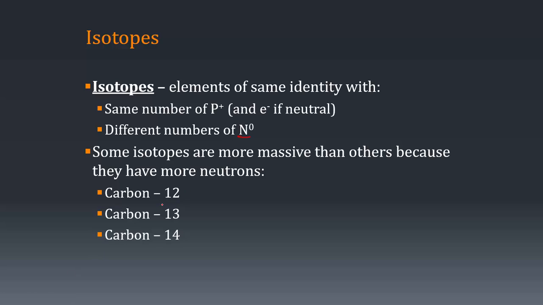And I was just looking at these. So carbon-12, 13, and 14, this one's more massive because it has 2 extra neutrons, according to this one. This one's got 6 neutrons, this one has 7 neutrons, this one's got 8 neutrons. It's got 2 extra neutrons. That's a big deal. It's heavier, it's radioactive.